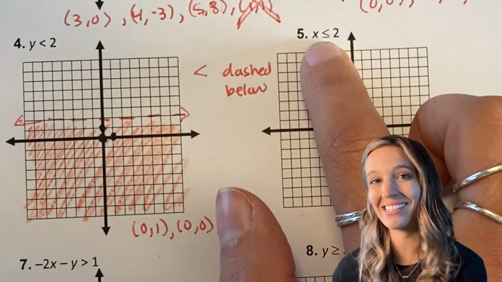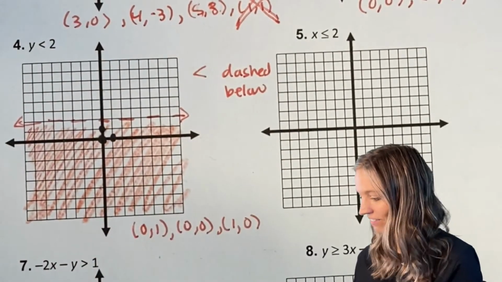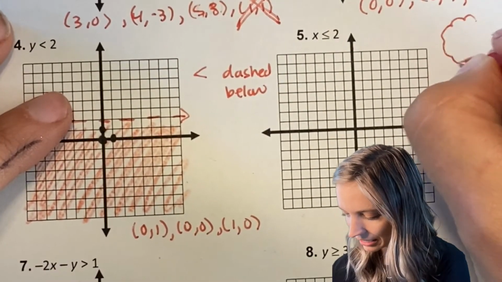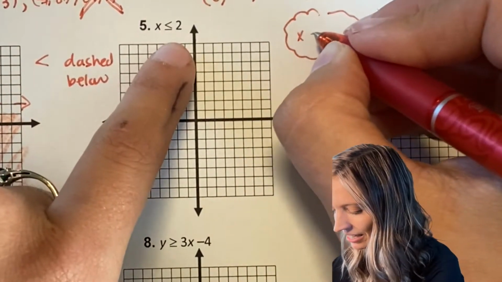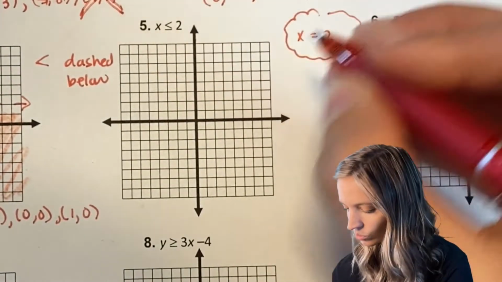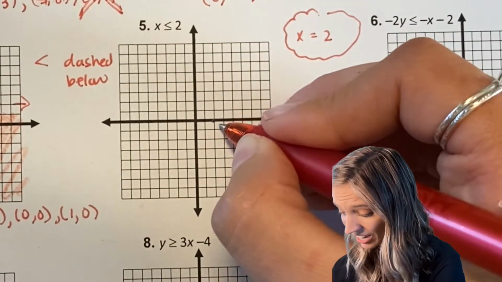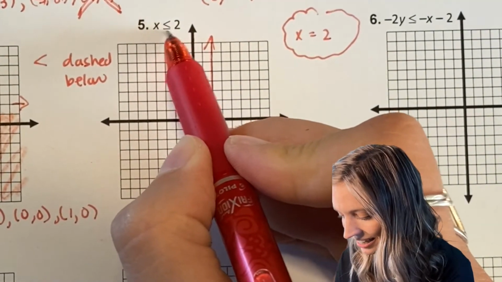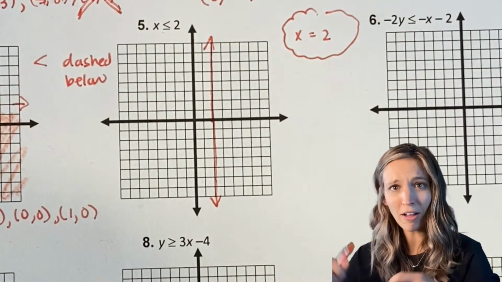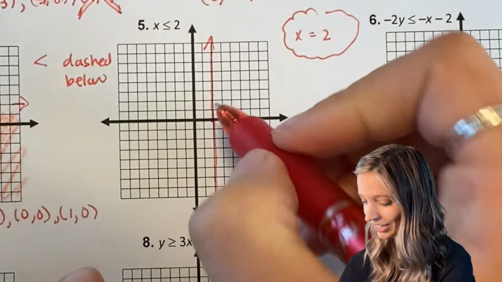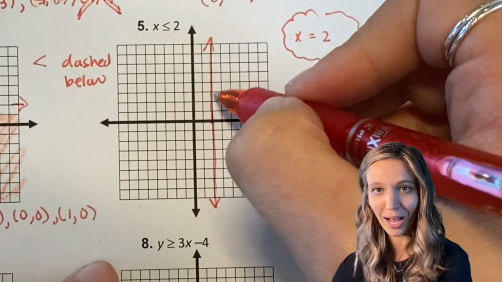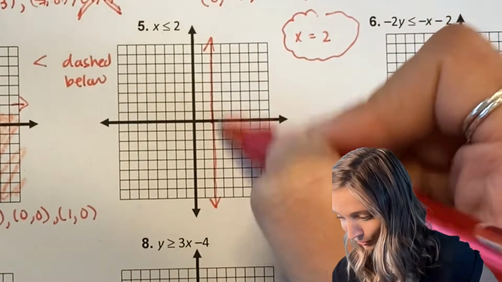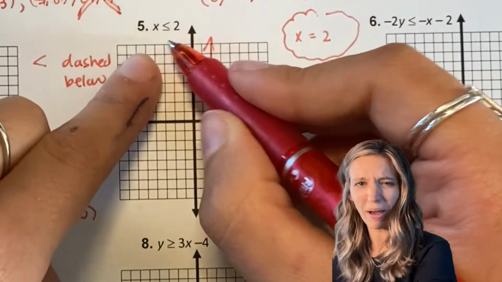This time it's x is less than or equal to 2. Weird, we have x's. So let's again have a little thought bubble, x equals 2. If I were to see this, well, x equals 2 is right here, and x always equals 2, so that's gonna be a vertical line. Now it's less than or equal to 2. There's no above or below because it's a vertical line, so I can't draw an arrow pointed up or below because I have a vertical line.